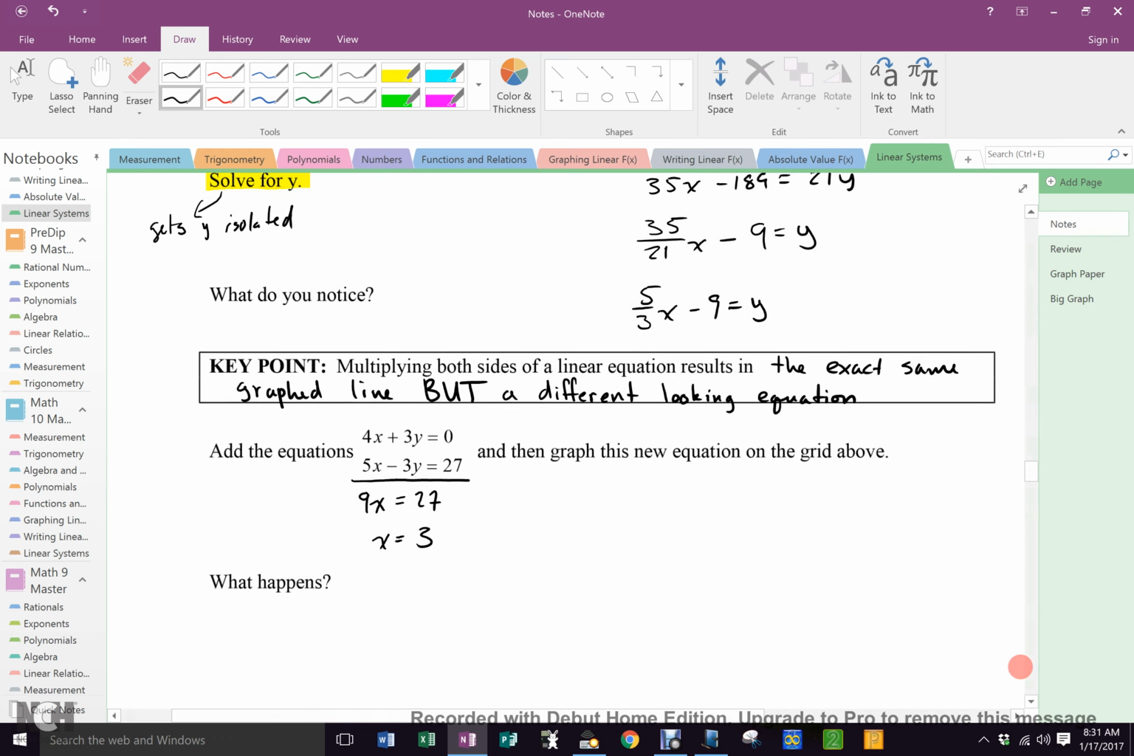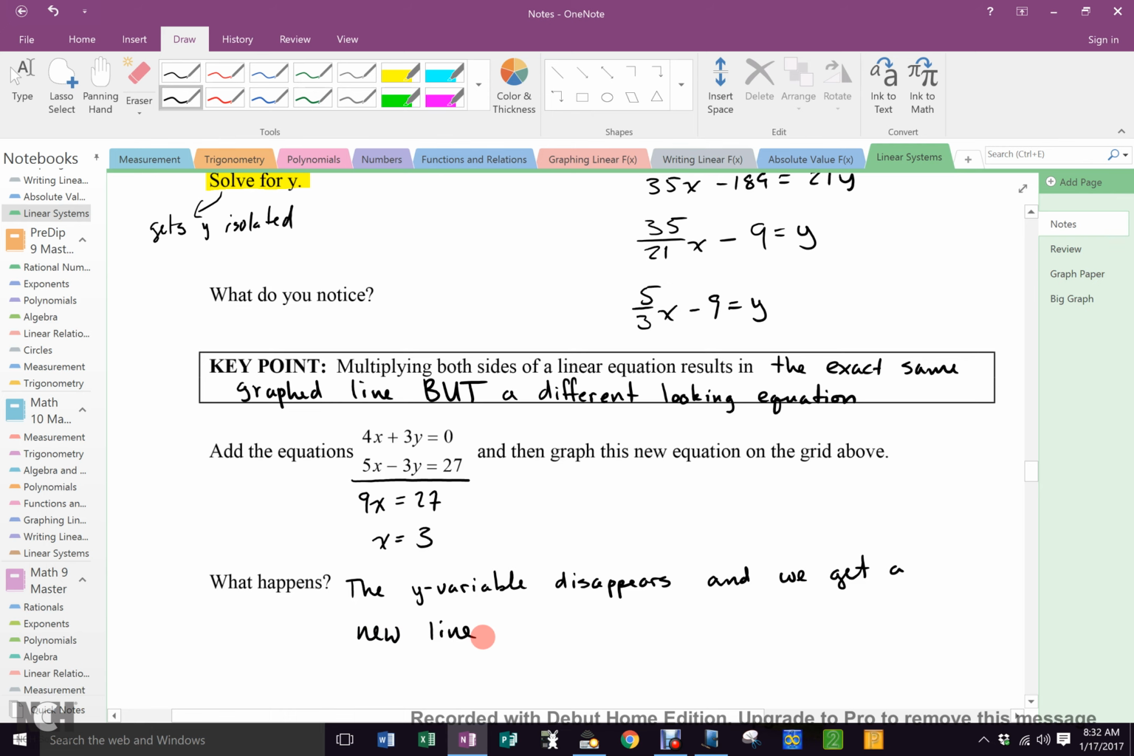What happened to our equations? The y variable did what? Disappears. And we get a new line. Correct?